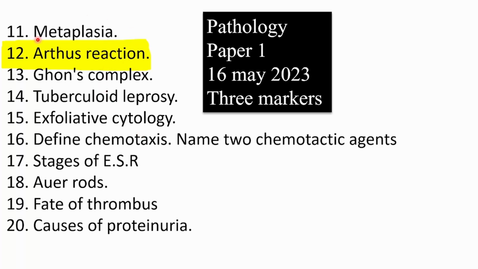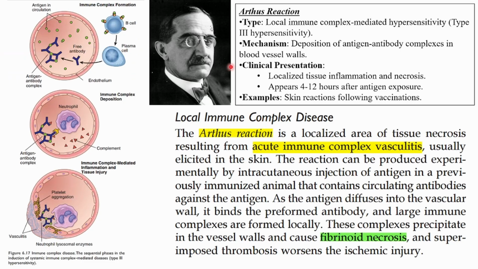Okay, so question number 2, Arthus reaction, pathology paper 1, 3 marker. Arthus reaction. So what is Arthus reaction? Arthus reaction is a localized area of tissue necrosis resulting from acute immune complex vasculitis, usually elicited in the skin.